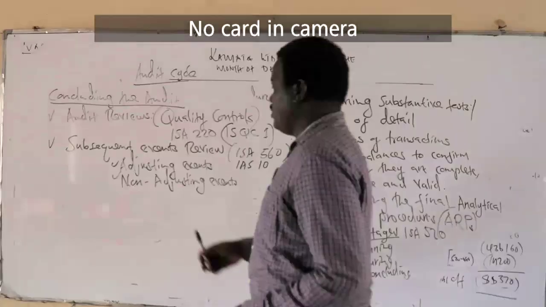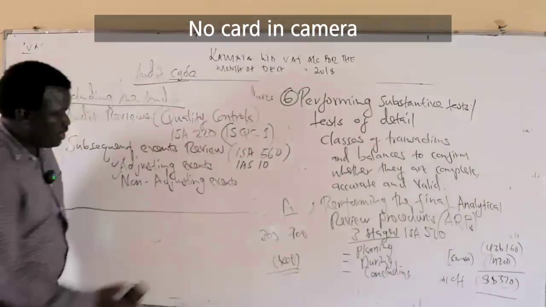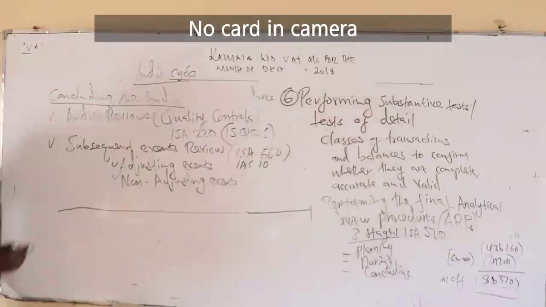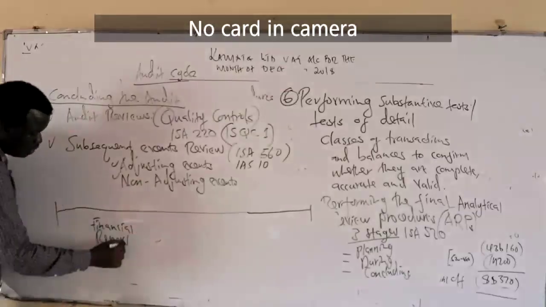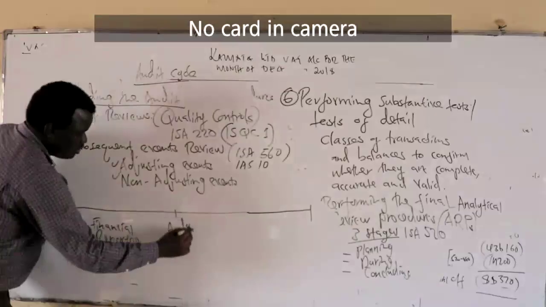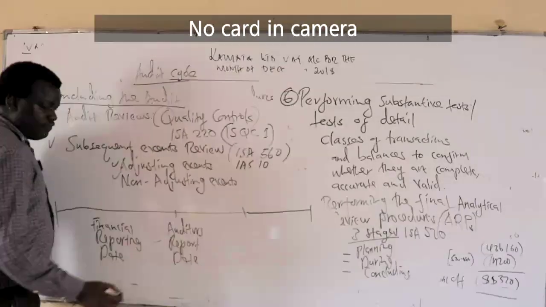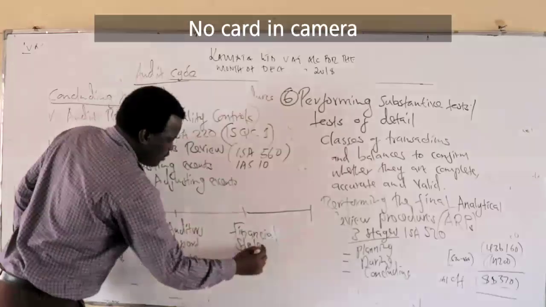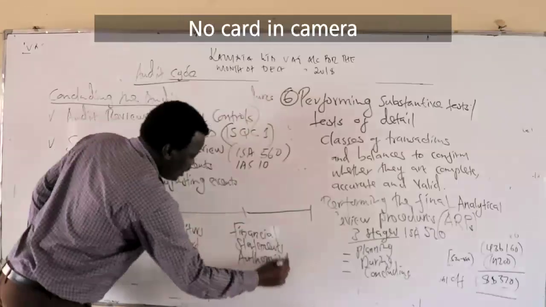We have information about such events happening. So we have the financial reporting period or date. Then we have the auditor's report date. Then you have the date the financial statements are authorized for issue.